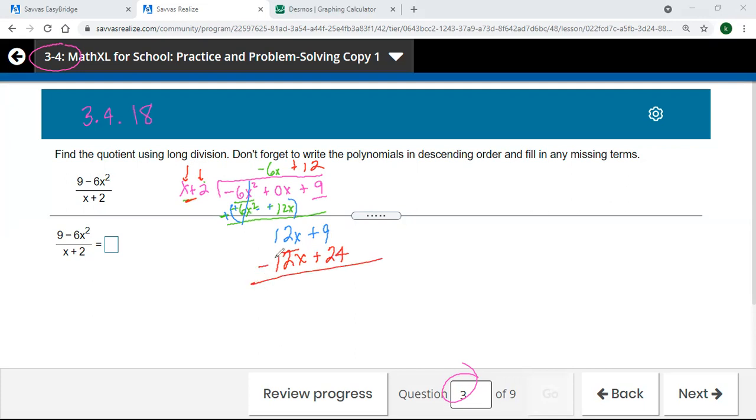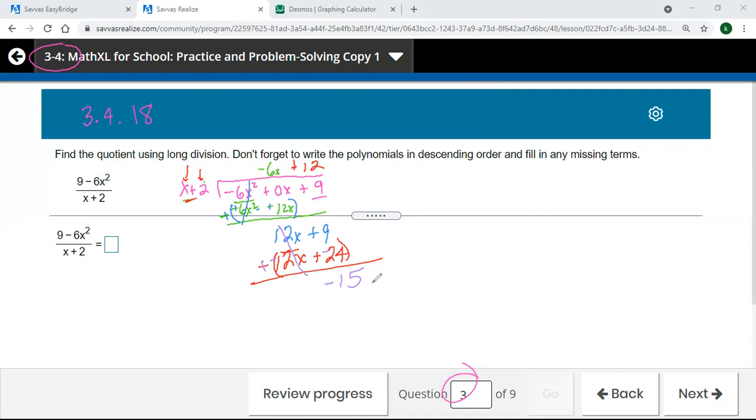Now remember, we're subtracting that whole thing. Again, if it helps to not make mistakes, add the opposites. Leading term cancels like we're always after, and I believe that's a negative 15 for the remainder.